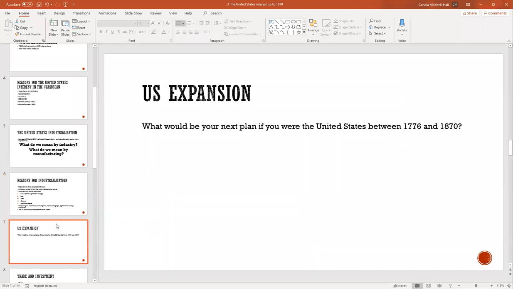Now, what would be your next plan if you were the United States between 1776 and 1870? What would be your next plan? You're expanding. You have manufacturing going for you. You have industry going for you. What would be your next plan? Try to take over. So one, you are taking over, yes? You are taking over. What would be your next plan? Think about manufacturing and industry.